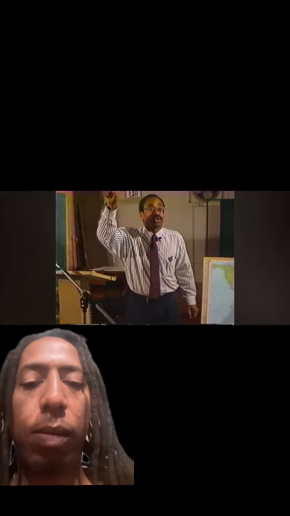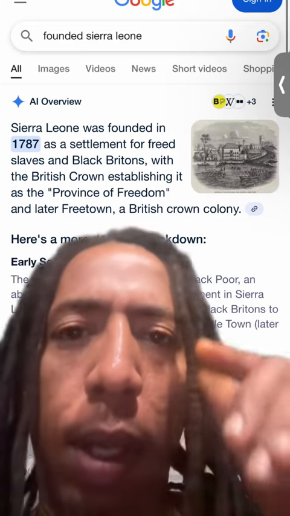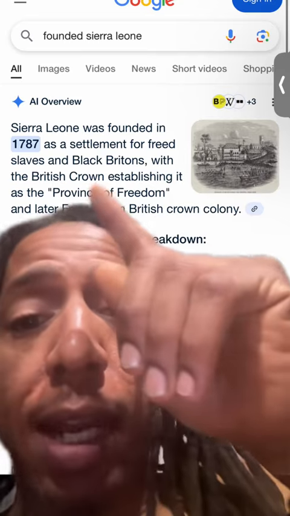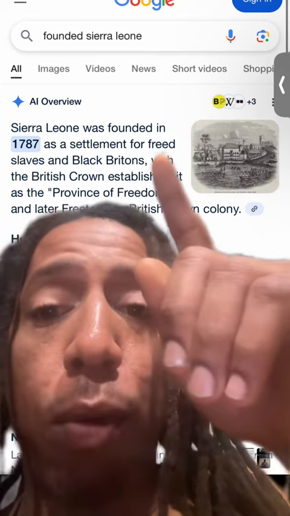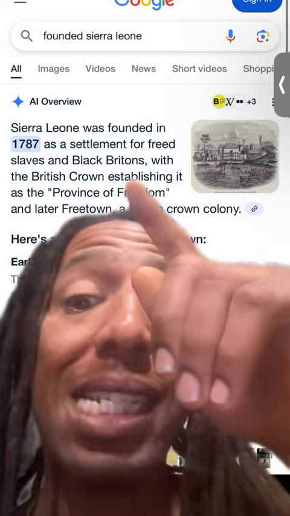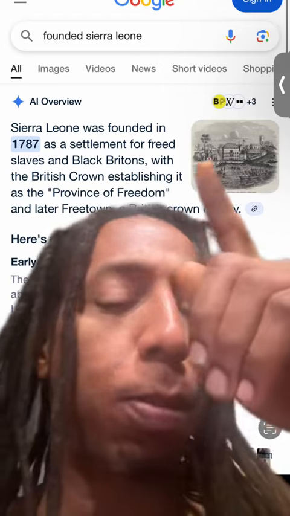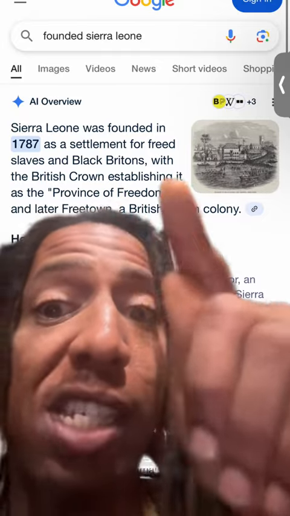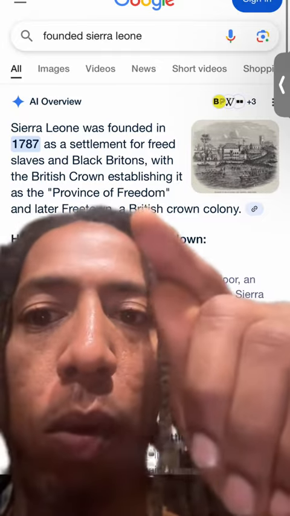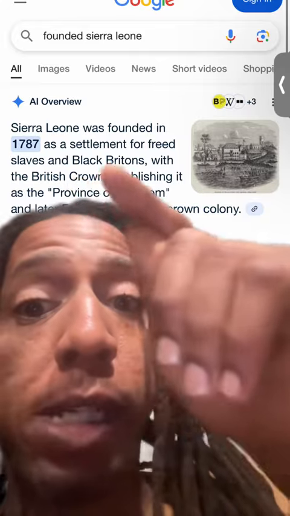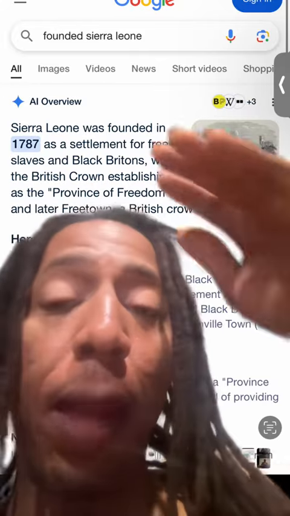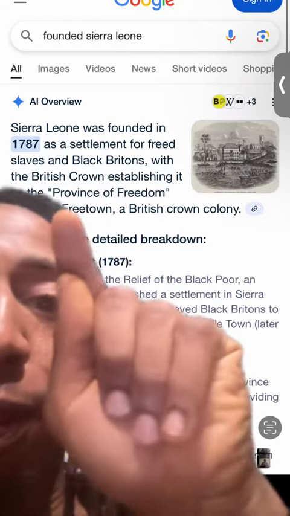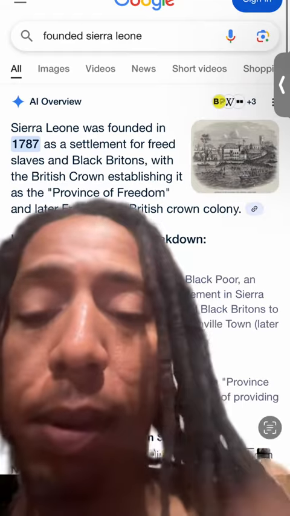They come from Germany. Let me just interrupt them real quick to prove this, because you'll say, well, how do you know they were black? Sierra Leone was founded in 1787 and settled for freed slaves and black Britons, not black British people. It was the British Crown, the white folks, establishing the province of Sierra Leone, okay, for taking out the Britons. They moved the Britons out, like they said, to Sierra Leone, and the British set up shop.